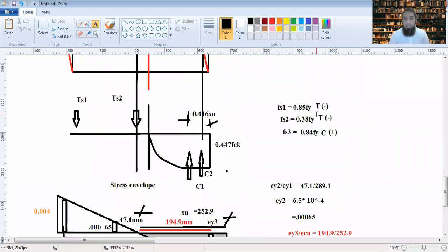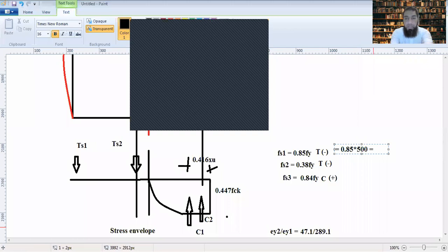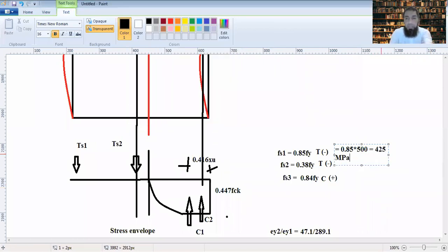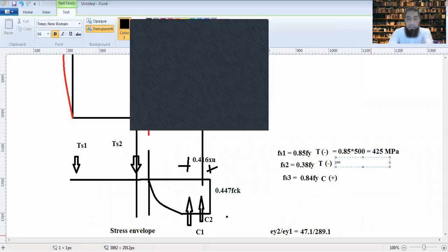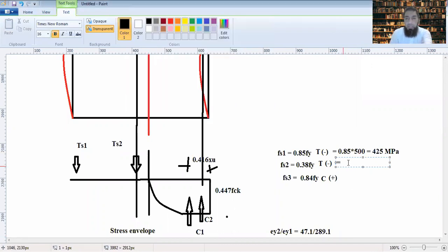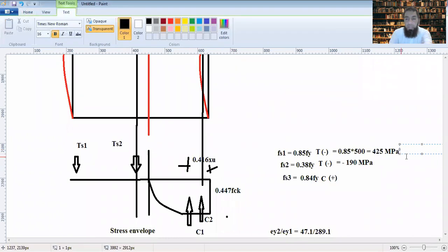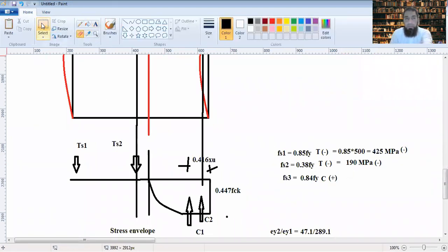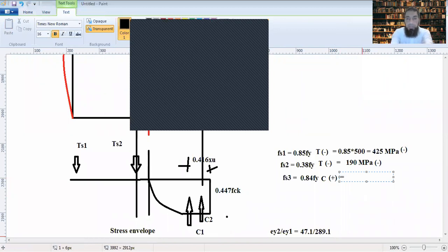What is fy? fy is 500, so this would be point. How much would this be? 0.85 into 500, that's 425 megapascals. This would be 0.38 plus 1 into 500, that's 190. You can take it by convention in negative as well, this one, or you can keep the negative sign outside like this, negative, like this, not here. And this would be 0.84 into 500, that's 420.